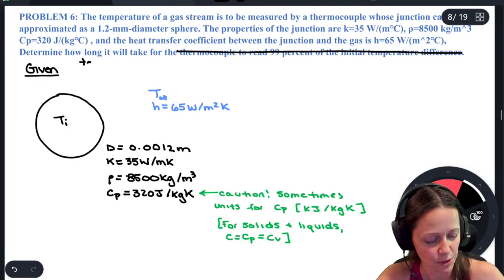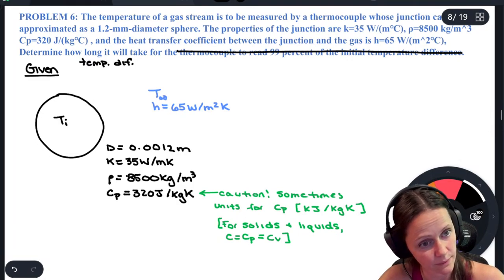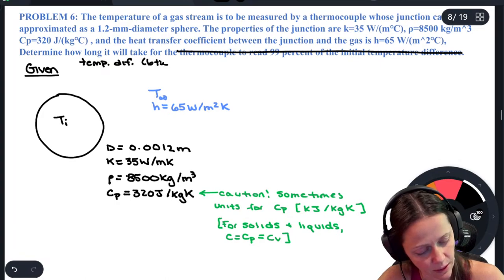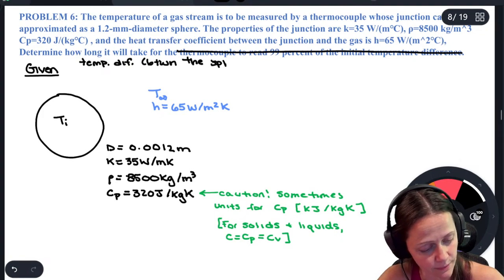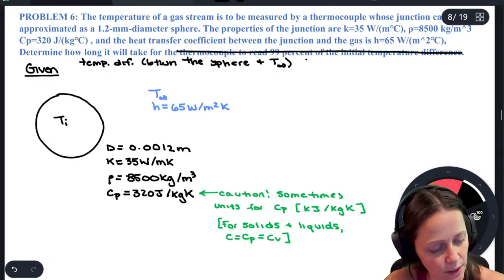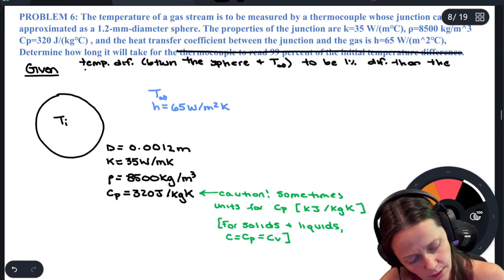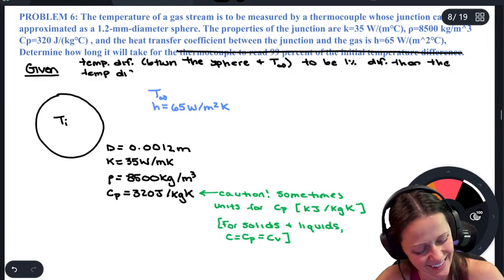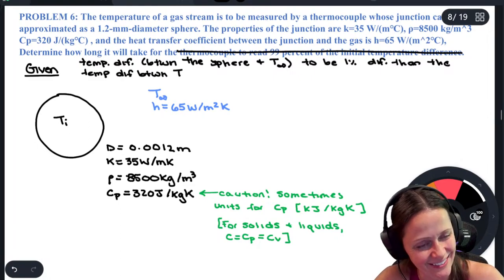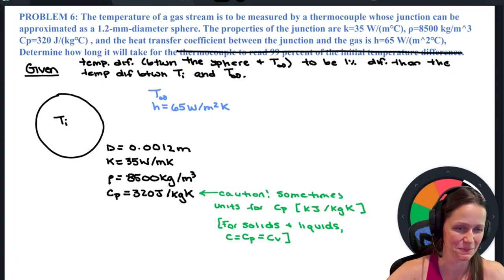So for the temperature difference, I'm talking about between the sphere and T infinity. How long will it take that temperature difference to be 1% different temperature difference between the initial temperature and T environment. I don't know. Maybe I didn't really make it better now that I'm writing it out.